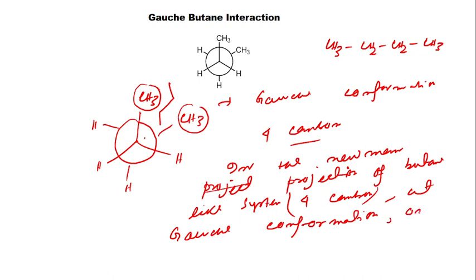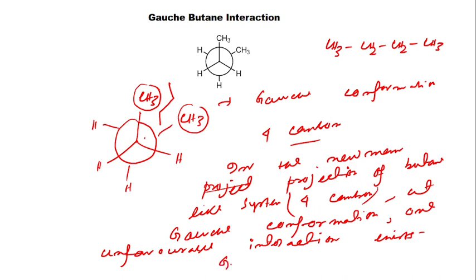In the Newman projection of butane-like systems at gauche positions, one unfavorable interaction exists, and this is called gauche-butane interaction, as it is in gauche positions and originates from a 4 carbon system. This is called gauche-butane interaction, and it is unfavorable.